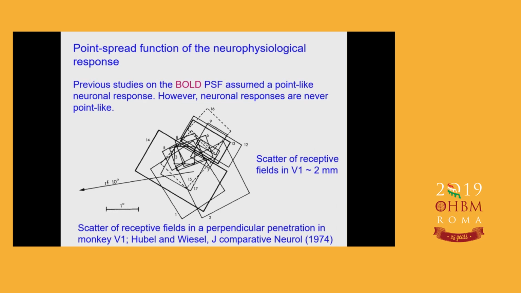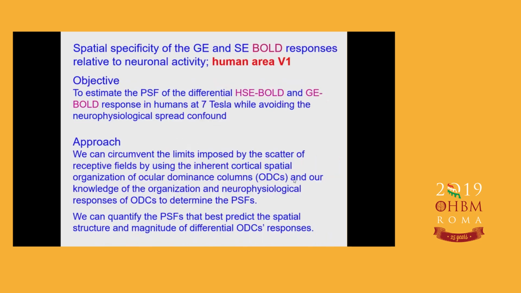As we can see here, in the scatter of receptive fields measured by Hubel and Wiesel, we see a significant cluster in V1 when inserting an electrode orthogonally to the cortex. The scatter is approximately 2 millimeters, so we need to take into account the scatter of the neurophysiological response if we want to look only at the BOLD spatial specificity. So we want to estimate the point spread function of differential spin echo BOLD and gradient echo BOLD responses in humans at 7 Tesla while avoiding the neurophysiological spread confound.